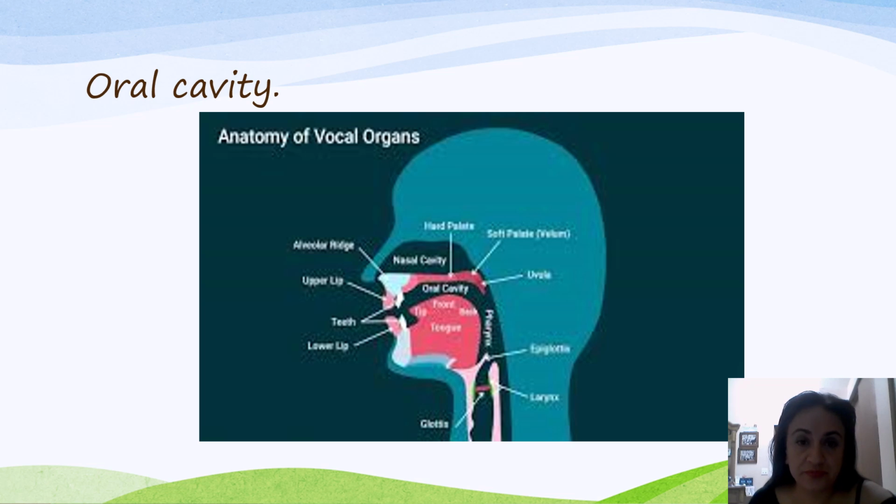And there are active and passive articulators. The active articulators are articulators that are moving. For example, the tongue, the lips, the vocal cords. And the passive articulators remain stationary. For example, the hard palate or the soft palate. They don't move. Those are the passive articulators.